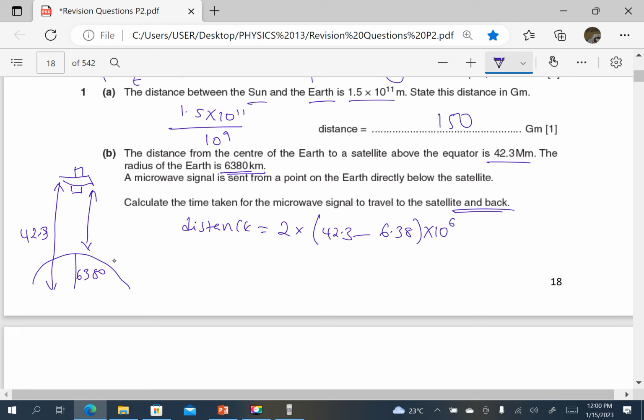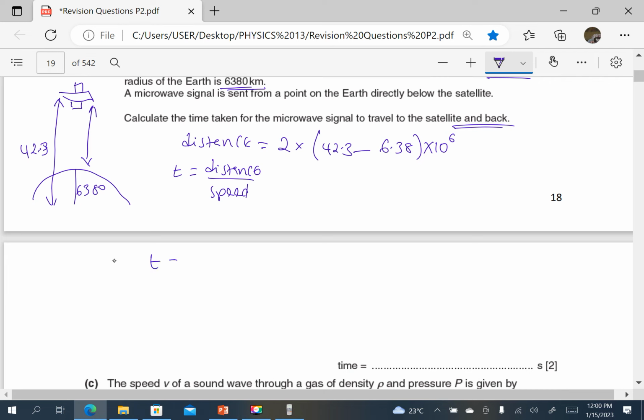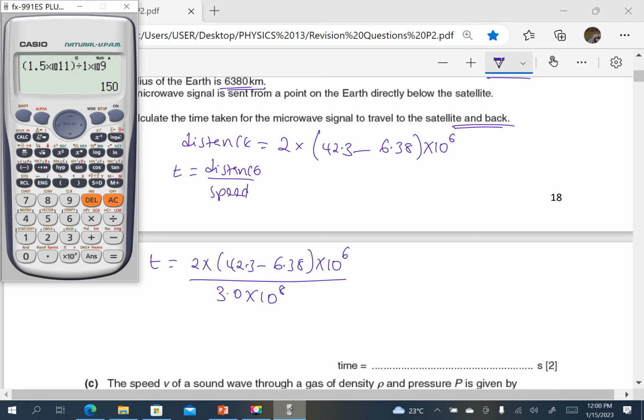That is the distance. Then time is going to be distance over speed. And speed is the speed of light. So the time is going to be 2 times 42.3 minus 6.38 times 10 power 6 divided by the speed, which is the speed of light, 3.0 times 10 power 8. So we can check this.